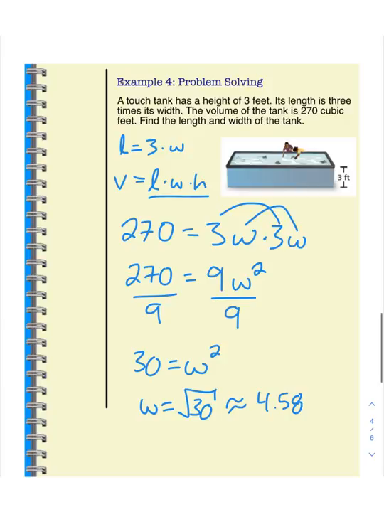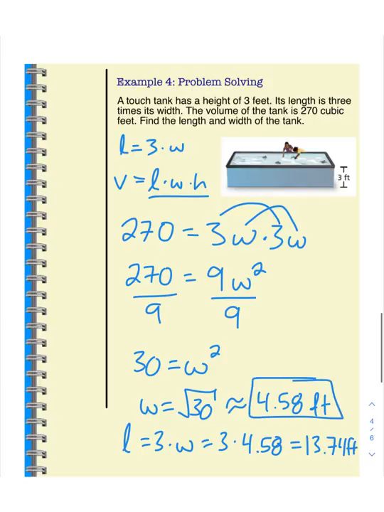All right, so I know width is 4.58 feet, which means now I can solve for length. Length was 3 times width, and if I do 3 times 4.58, I get 13.74 feet. So our width is 4.58 feet, and our length is 13.74 feet.